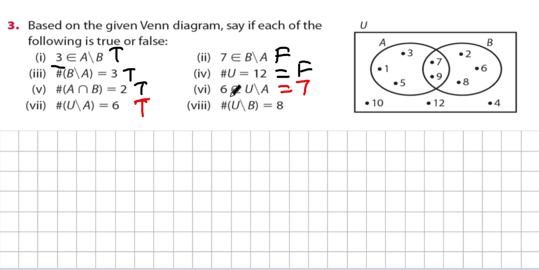The number of items that are in U but not in B is 8. Well, here's B. So how many items are in U but not in B? 1, 2, 3, 4, 5, 6. They're claiming it's 8 though. False.